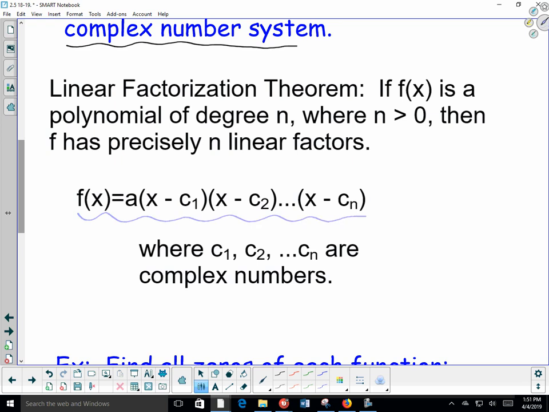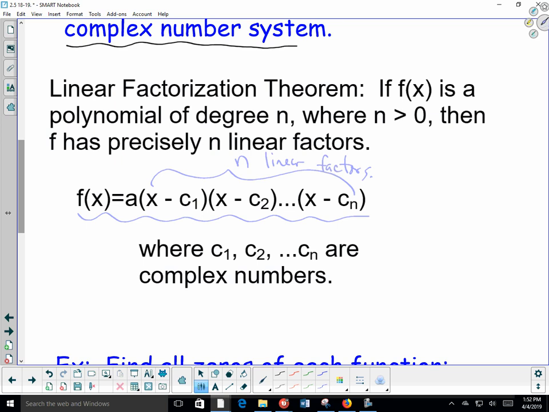So I could write this as a times x minus c sub 1 times x minus c sub 2 and so on, all the way down to x minus c sub n. In other words, n linear factors. All right? So c1, c2, and cn, all those would be complex numbers. Remember, complex numbers could be imaginary, like 2 plus 3i, but complex numbers are also real, right? Like 5 plus 0i is just 5, right? So every number you've ever worked with in your whole life is a complex number. It's just you never knew that there was a plus 0i after it.